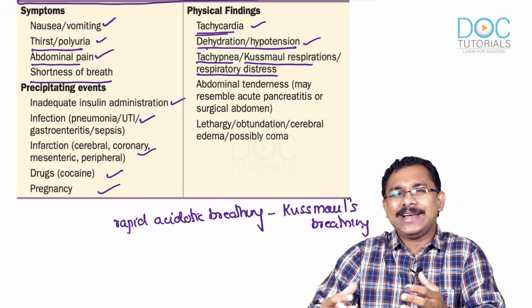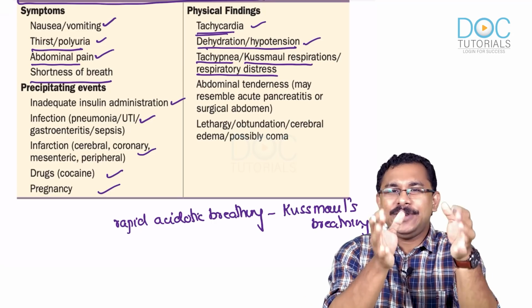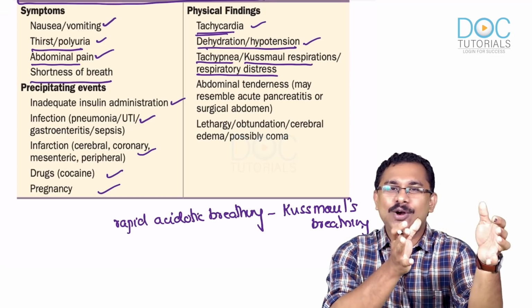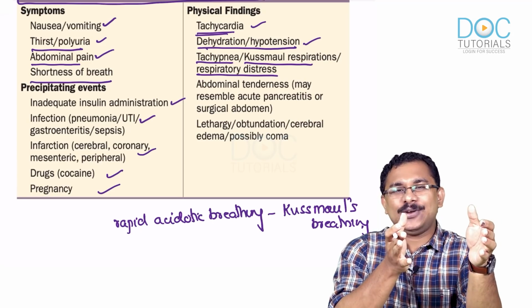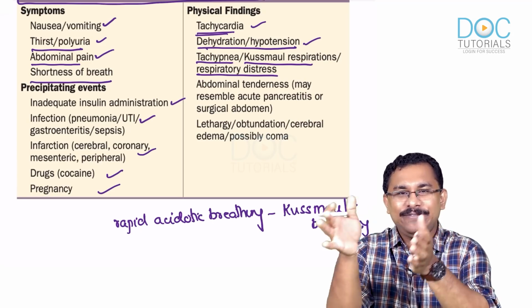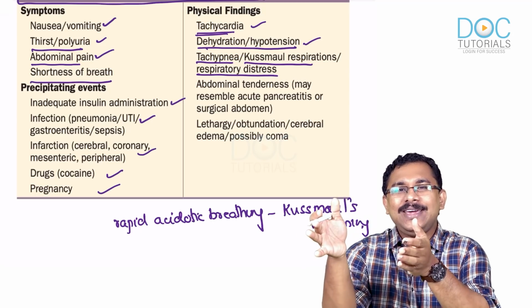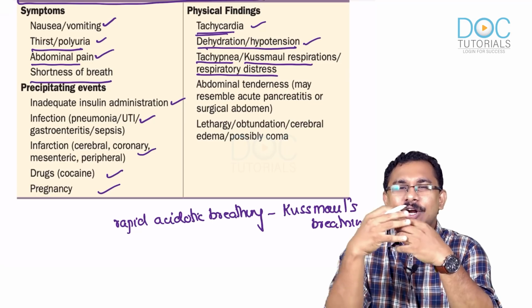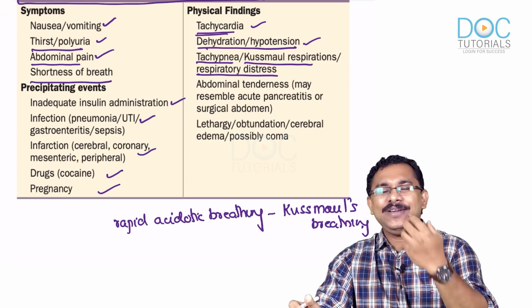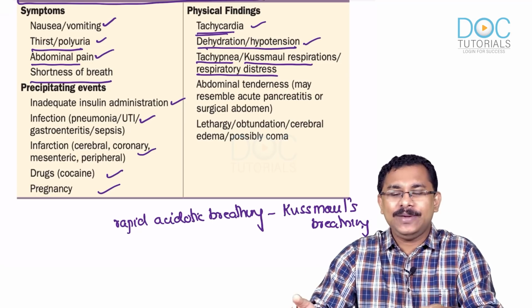So the presentation actually varies. It is not like every patient with DKA presents in a single way. Sometimes it might be a mild, moderate or severe diabetic ketoacidosis. A severe diabetic ketoacidosis may be a patient who presents with tachypnea, shortness of breath, Kussmaul breathing and hypovolemic shock.